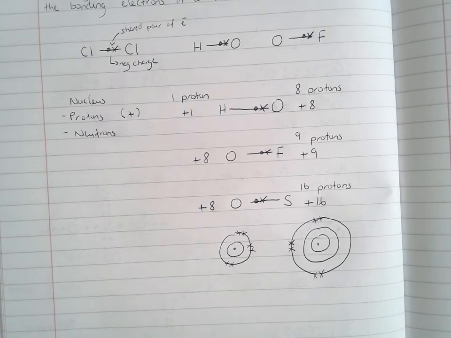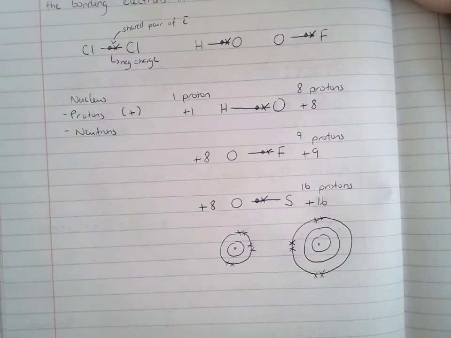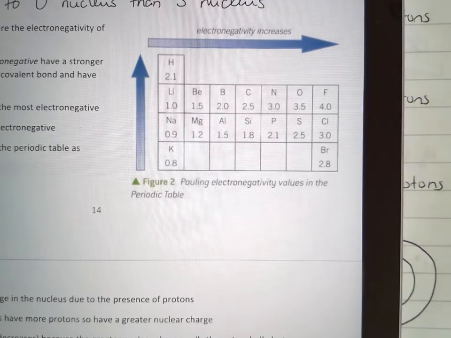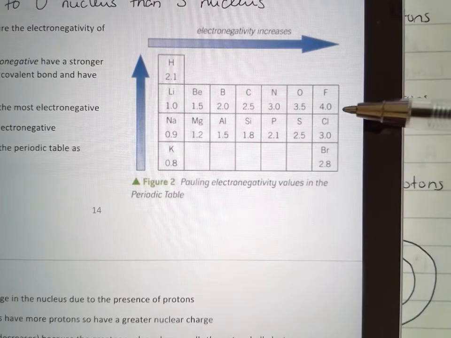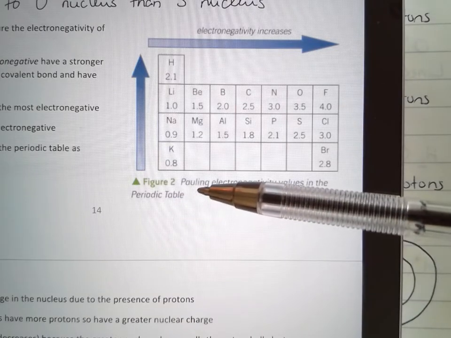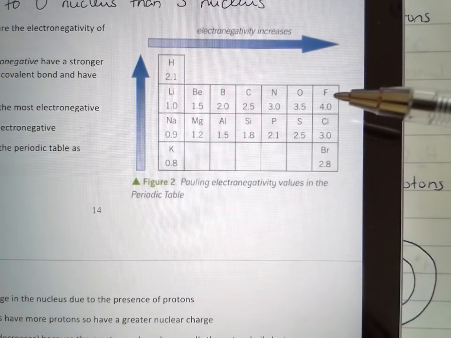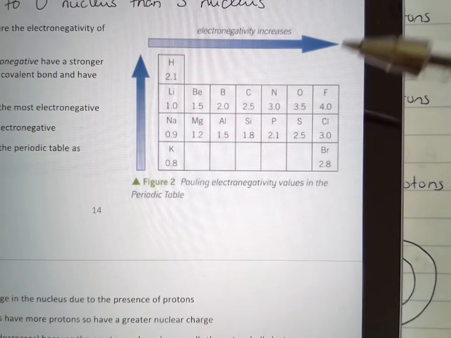For something to be really electronegative, you want something that has a high nuclear charge, so lots of protons in there, but you still want it to be small. And there is a table that compares the different elements together, and it shows you the different values of electronegativity. On this table, you can see that fluorine has the highest electronegativity value. We call these values Pauling values after the scientist who discovered them. And fluorine is given a Pauling value of 4, which is the highest on the periodic table.